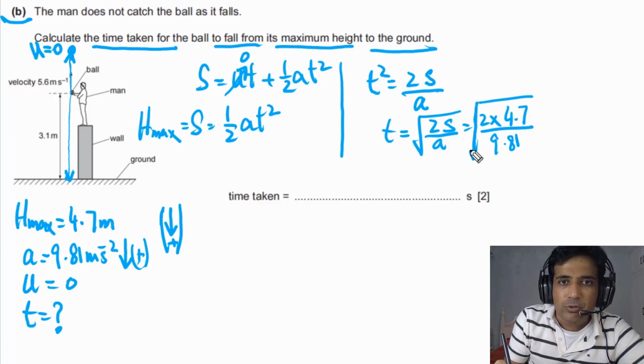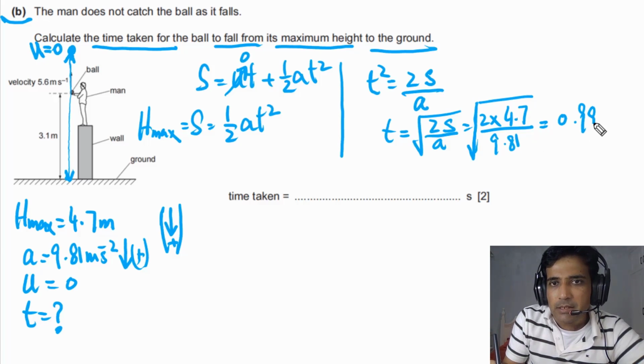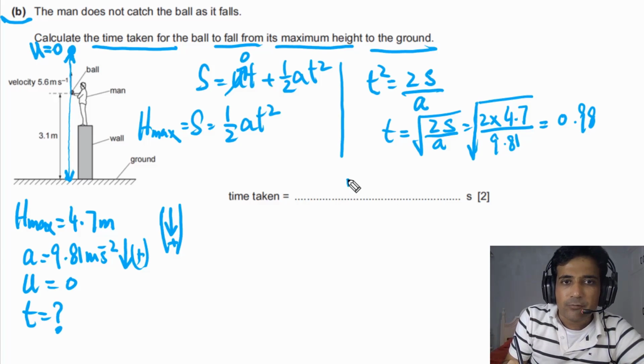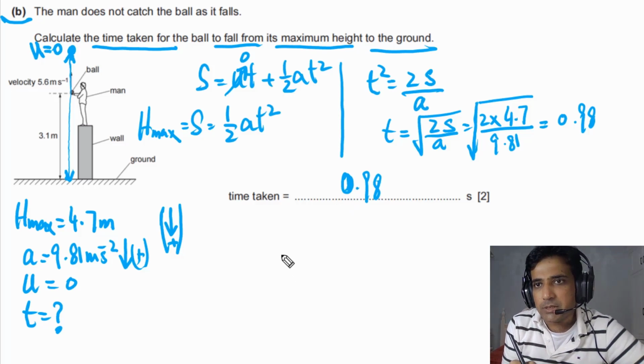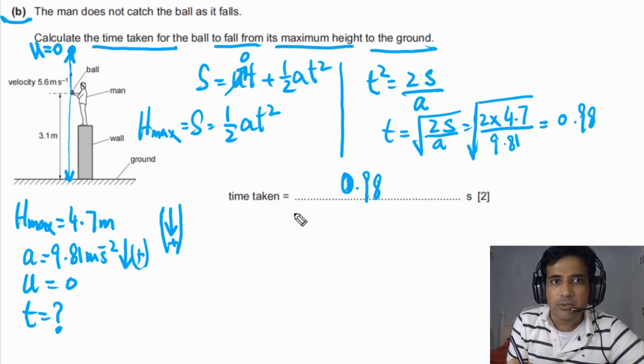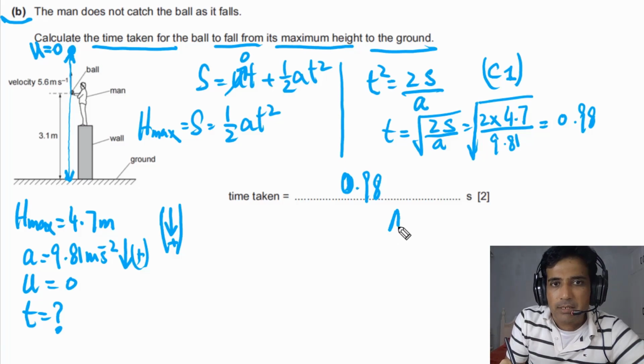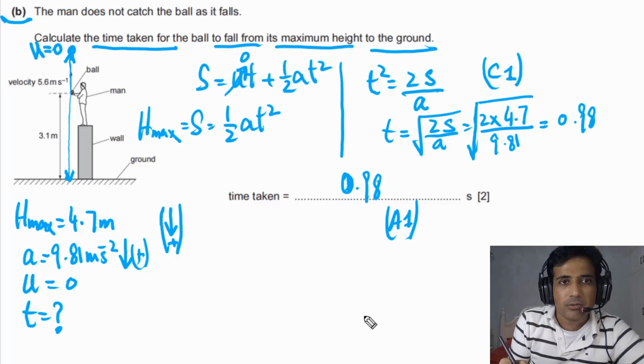Now if we solve this, our final answer will be 0.98 seconds. So the answer for this question is 0.98 seconds. This question has 2 marks. The 1 mark you will get if you have used this formula, or plugged values into this formula, and that is the C mark. The second mark is the answer mark. If you have got the right answer, you will get the second mark. So this is how you can calculate.